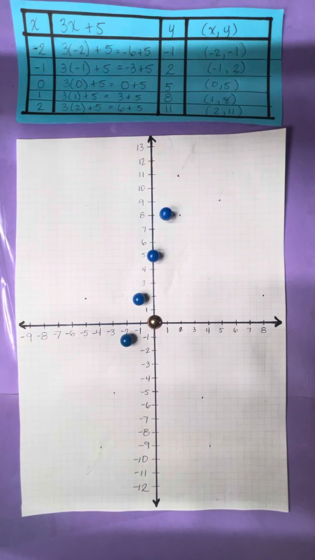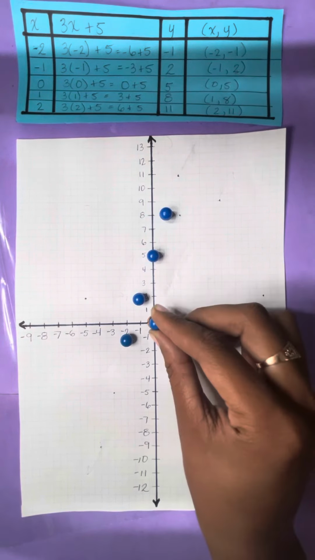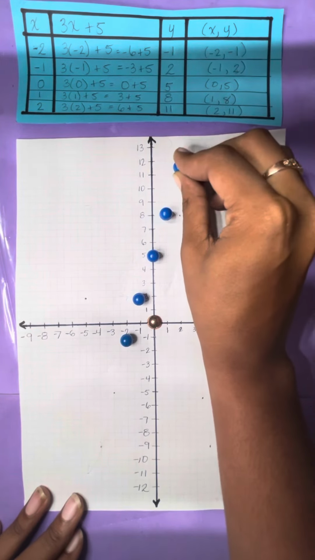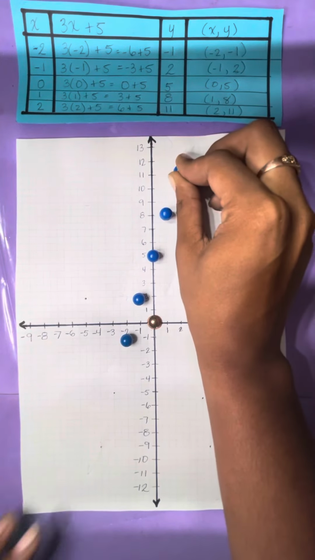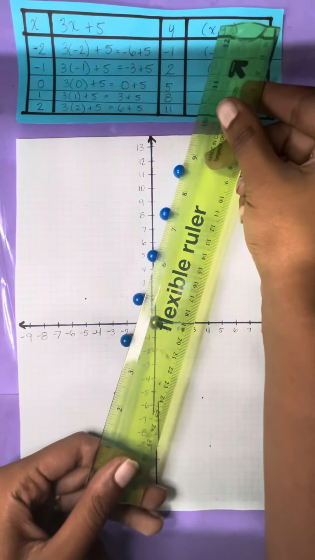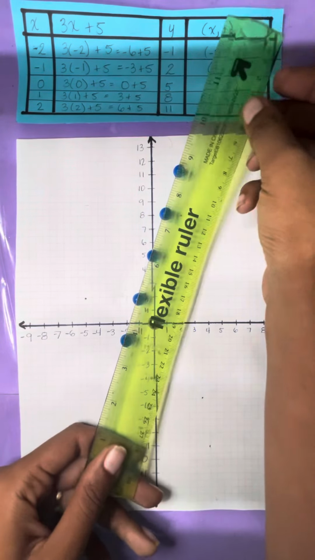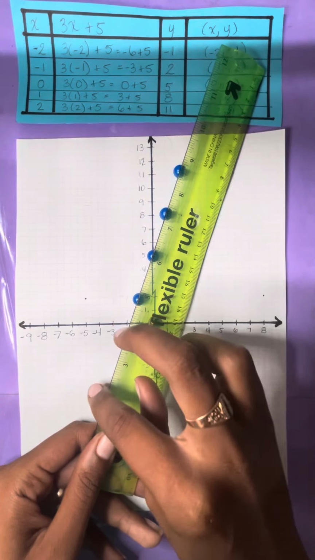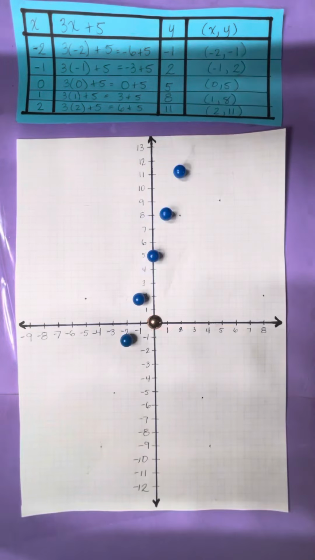The last point is (2, 11). Over to +2 and up to 11. At this point, you would take your ruler, and you don't want to just connect the points. You want to draw the line through the first and last points, because lines go on forever and ever.